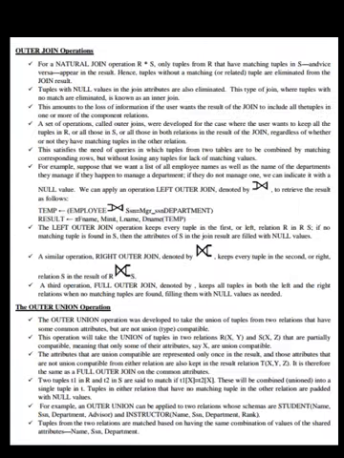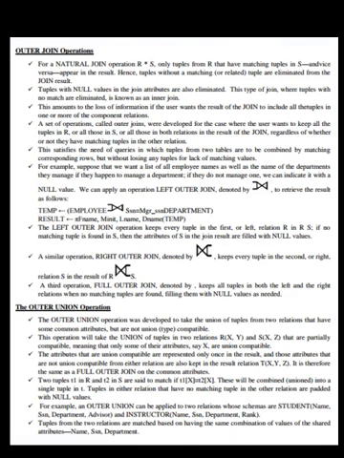Outer join operation. For a natural join operation R star S, only tuples from R that have matching tuples in S, and vice versa, appear in the result. Hence, tuples without a matching or related tuple are eliminated from the join result. Tuples with null values in the join attributes are also eliminated. This type of join, where tuples with no match are eliminated, is known as an inner join. This amounts to the loss of information if the user wants the result of the join to include all the tuples in one or more of the component relations.